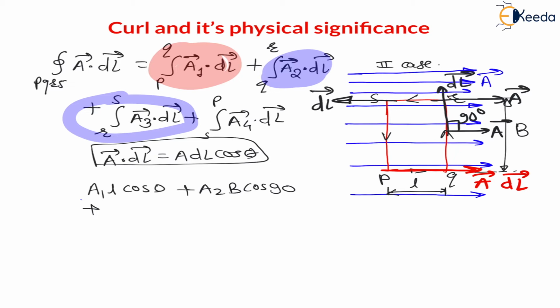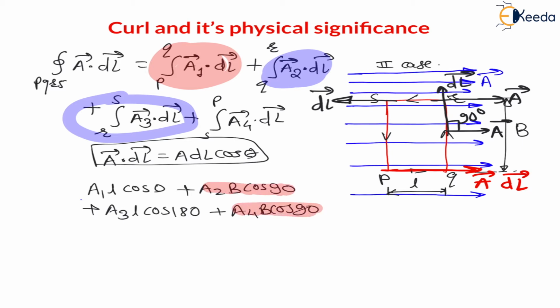Therefore, while writing, how I have to write? It will become A3, distance is L, R to S distance is L, right? A3 L cos of 180 degree plus. Then for A4, similarly A4 B cos 90, right? Because here the fourth term, that is S to P, is perpendicular to the vector field, cos 90, and cos 90 is 0. Therefore this term becomes 0.